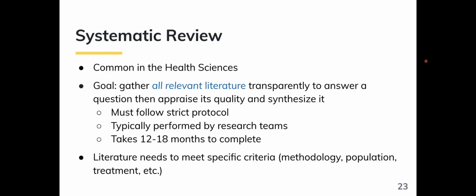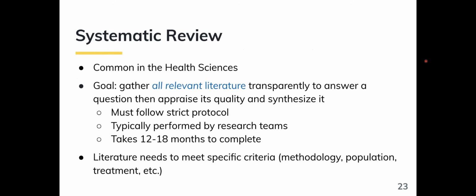The next type of review is systematic review. Many of you may have heard of this term. It's becoming very, very popular in many disciplines. We've heard a lot about it in engineering recently. These types of reviews are very common in health sciences. And the goal of this type of review is to gather all relevant literature on a topic, do it through a transparent protocol, and then appraise its quality and synthesize it.